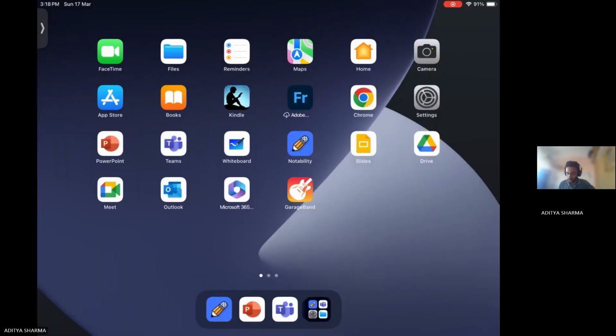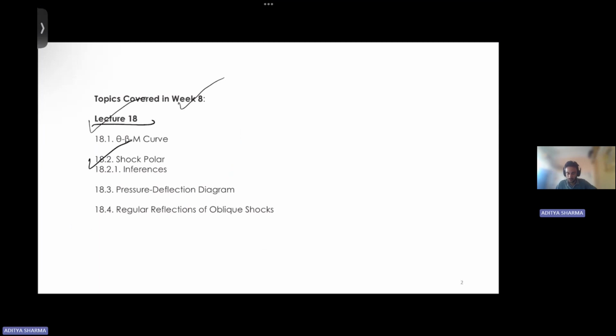Okay, moving on to the next topics. There are inferences based on this particular topic, shock polar. Basically, what I have discussed are the main points, and based on that, one can infer a lot of things and understand various inferences. So let's move on to the next topic.